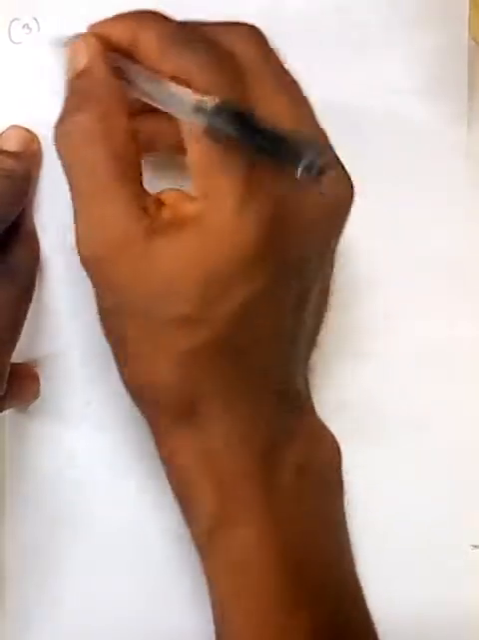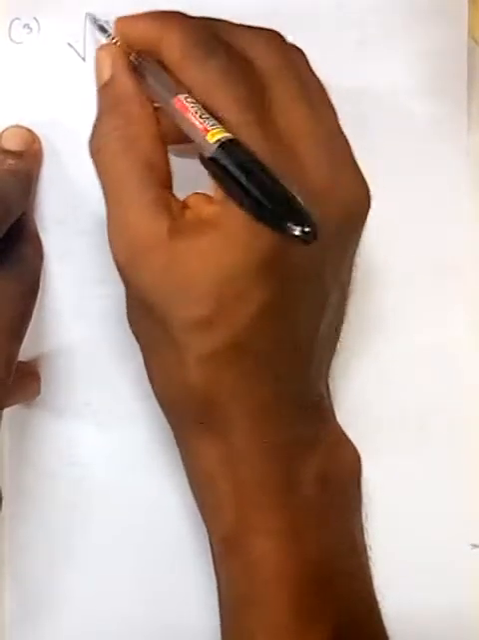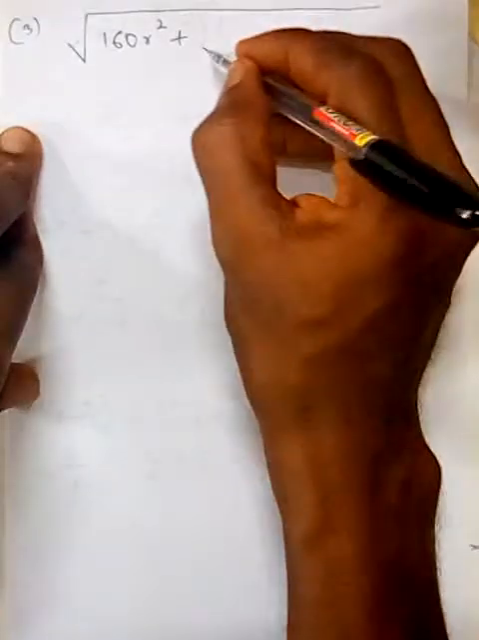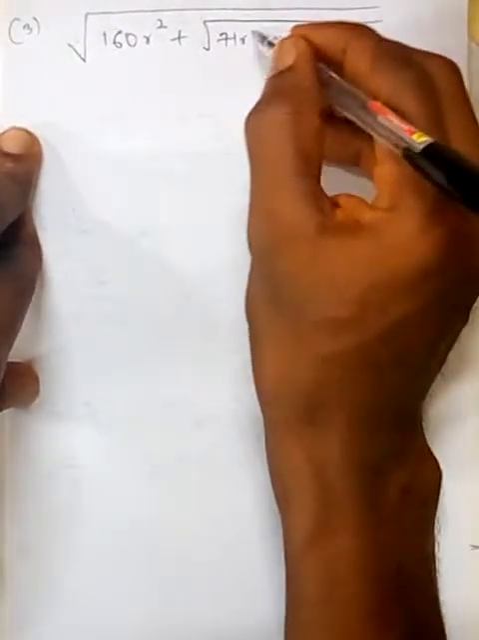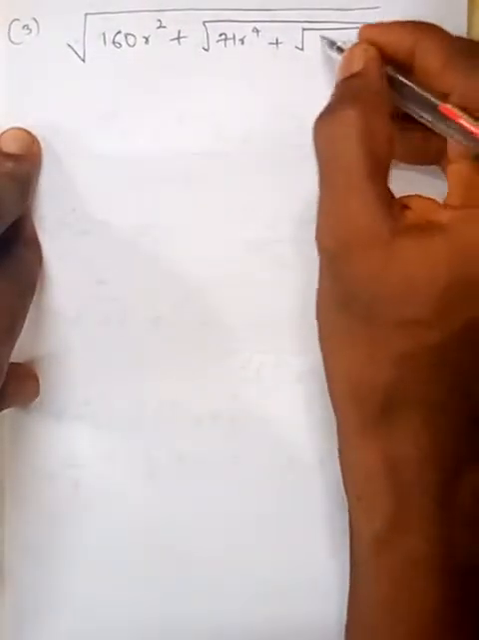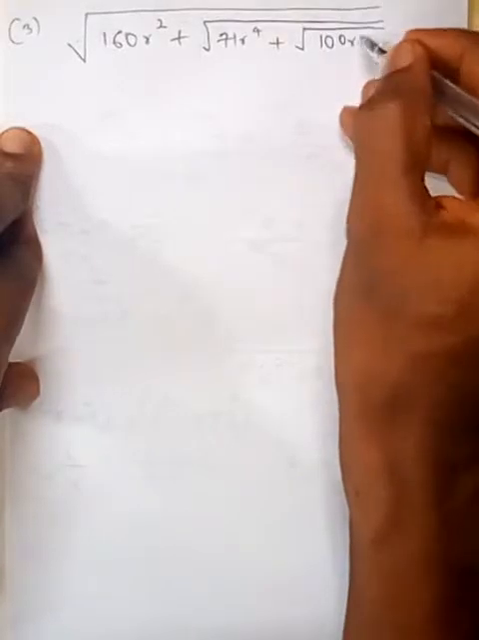Number 3. Simplify the square root. This is very interesting. I still remember the first time I saw this question, it was very, very interesting. Square root of 71 r raised to the power 4 plus square root of 100 r raised to the power 8.